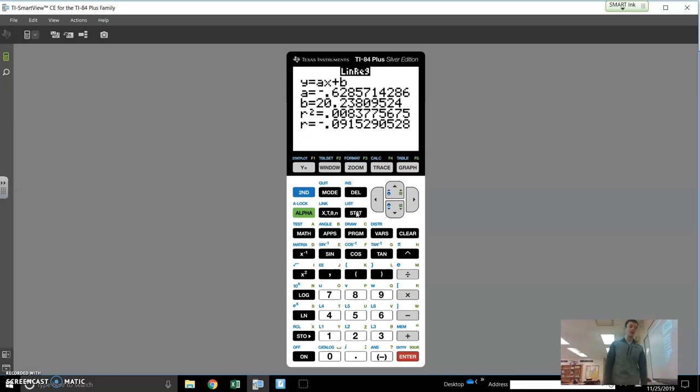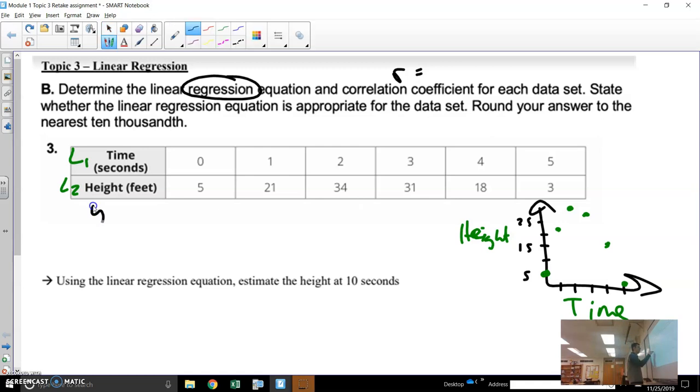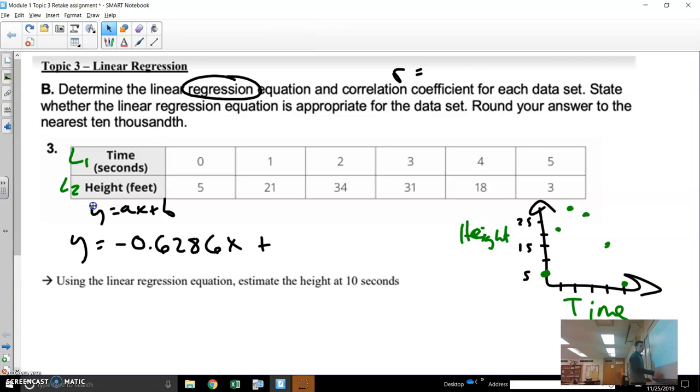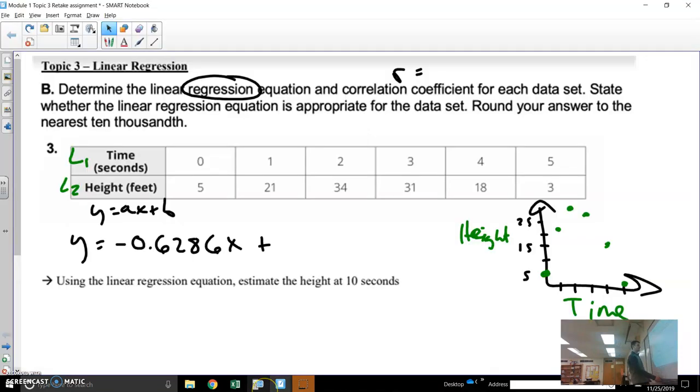Once I calculate it, the directions want me to round to the nearest 10,000th. So that'd be 4 decimal places: negative 0.62857, or around that, 0.6286. Y equals AX plus B. They tell me that my A value is negative 0.6286. And then they also tell me that the y-intercept value is 20.23809. So we'll round that to the nearest 10,000th, 20.2381.